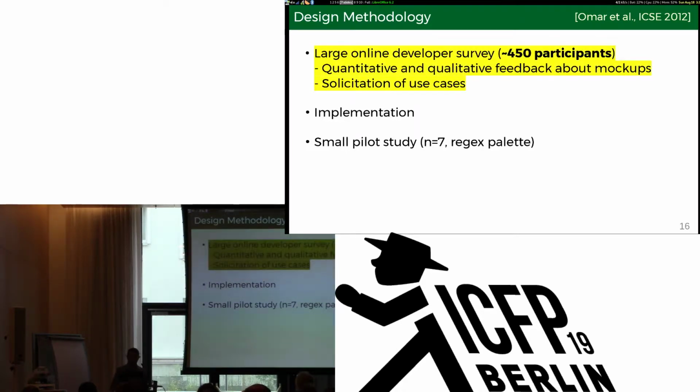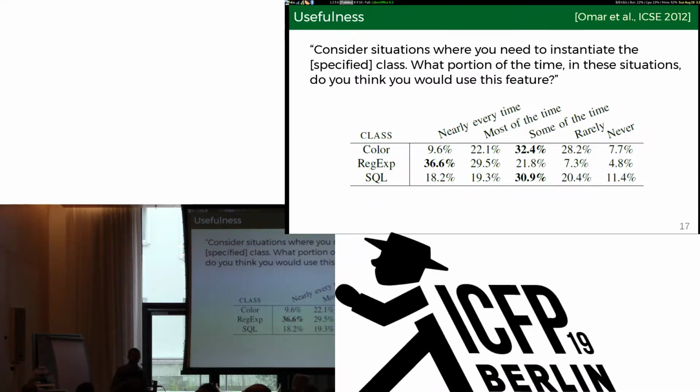I'll direct you to that paper for all of the details of all this stuff. I just want to give you a couple of highlights from this survey, which I think is a really nice method to get empirical data out of an online population. So we showed them these mock-ups like I just showed you, and then we asked them to consider situations where you need to instantiate the corresponding class. What portion of the time do you think you would use this feature?